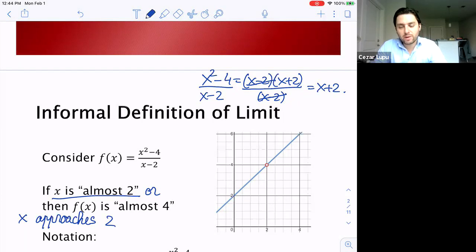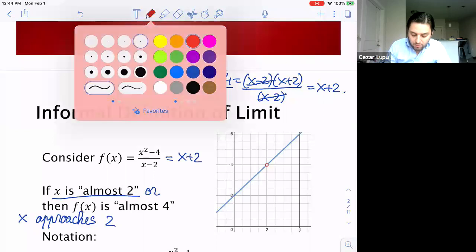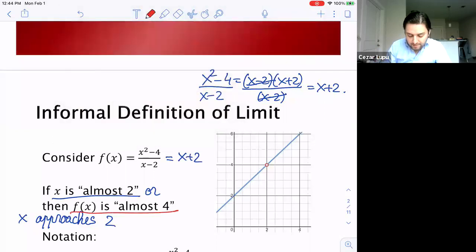It's like you going to the mall or to the shop, and you say, I'm approaching the shop, but I'm not quite in there yet, but I'm almost there. So that's exactly what we mean by this. When x is almost 2, we say x approaches 2. Well, since this function here is nothing else than just x plus 2, when x is almost 2, then we can say that f of x is almost what? 2 plus 2, which is 4, right?